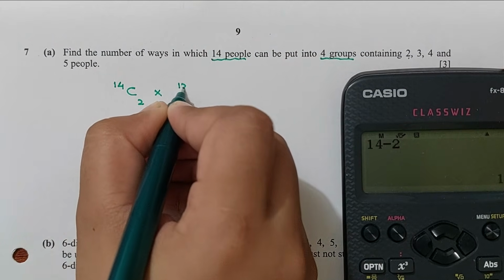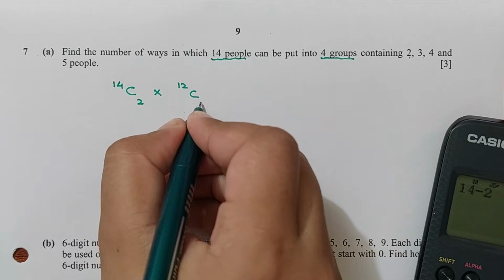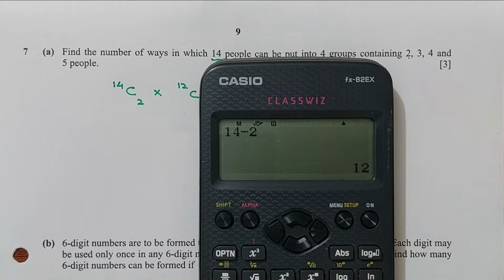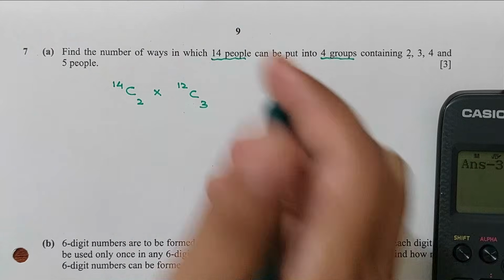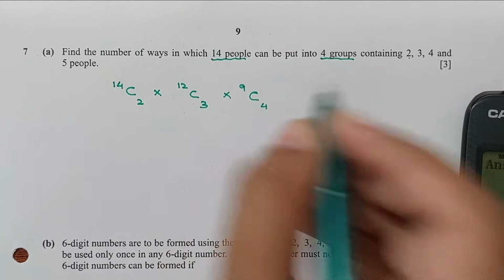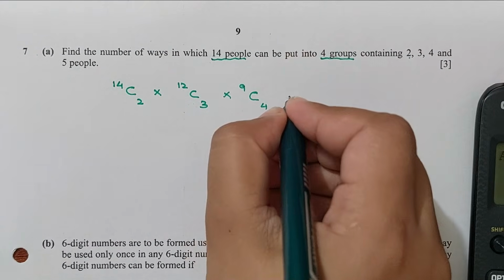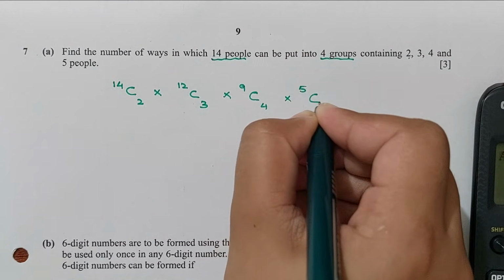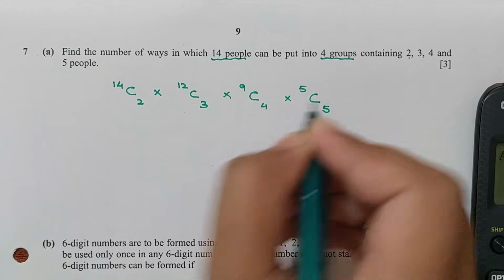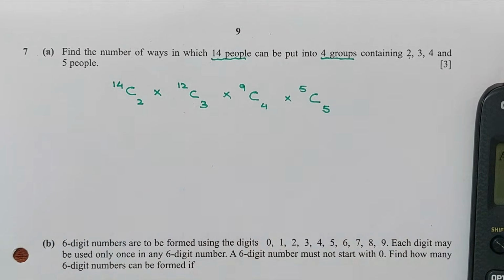Now 12 C. Now the next group contains 3 people. 3. Now from 12 subtract 3, 9 are left. So from 9 the next group contains 4 people, right? So from 9 subtract 4, we are left with 5. Now the total is 5. The next group contains 5 people, right? So there are 4 groups and the numbers of people are 2, 3, 4 and 5, right?